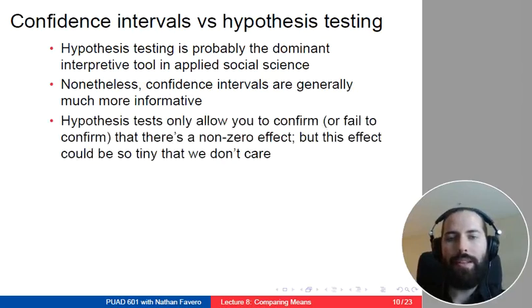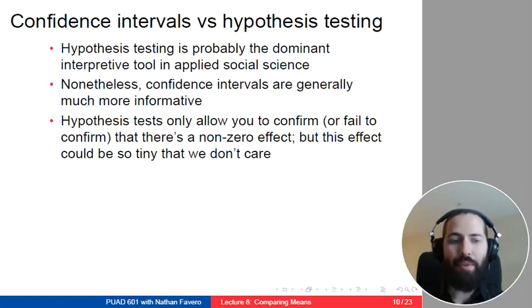Part of the reason for this is that a hypothesis test only allows us to either confirm that there's a non-zero effect or fail to confirm that. But it could be that the effect is so tiny that we don't care. So this usually is a concern when we have a really, really large sample. It could be that we could confirm that, yes, the difference between these two populations, the ones that didn't get the fuel additive, the ones that got the fuel additive, is non-zero, that there's some difference between those two groups. In other words, the fuel additive has some effect. All the hypothesis test allows us to do is ask the question, does the fuel additive have some effect, some non-zero effect?